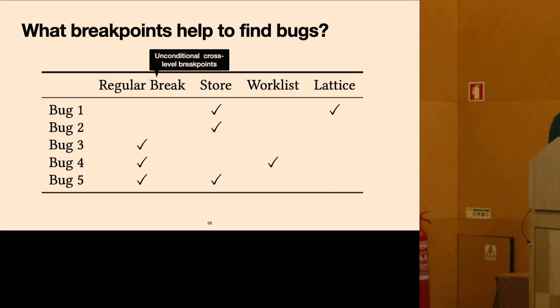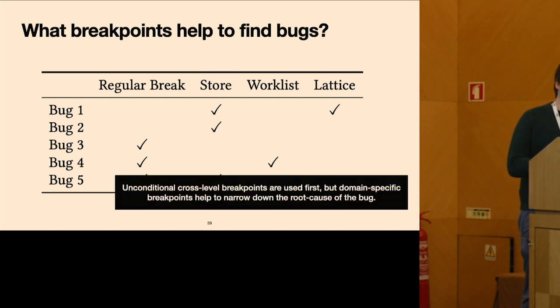Then we ask ourselves, for all of these bugs, how often do we use our conditional breakpoints? And so what we see is that what we call regular breakpoints on this slide, which are just unconditional cross-level breakpoints, are often used first to find where the bug could be, and then the domain-specific breakpoints are used to further limit the region where the bug could be, and also to reduce the number of iterations the analysis has to take before we reach the problematic behavior.